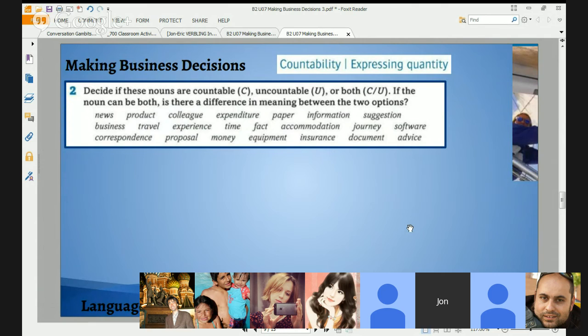If the noun can be both, is there a difference in meaning? So we're going to try to do it like this. You got your C here, your U here. I'm going to put another color, please. You can't see it? One second. I'll see if I can. Because it's a PDF, it's a little difficult to change the color. But let me see if I can do it. It's because it's small.